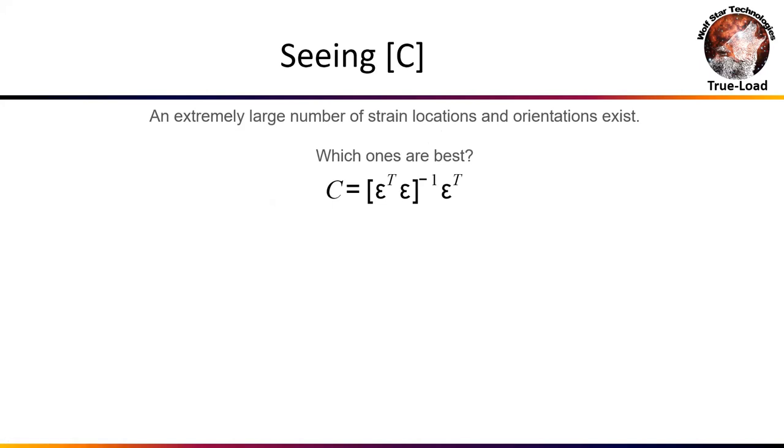Now we've got a million places to lay strain gauges on our structure. So how do we know where the best places to lay strain gauges are? If we take a look at this equation here, we've got an inverse in here. And inverses can be very poorly behaved, and that's not what we want. We want the best behaved inverse.